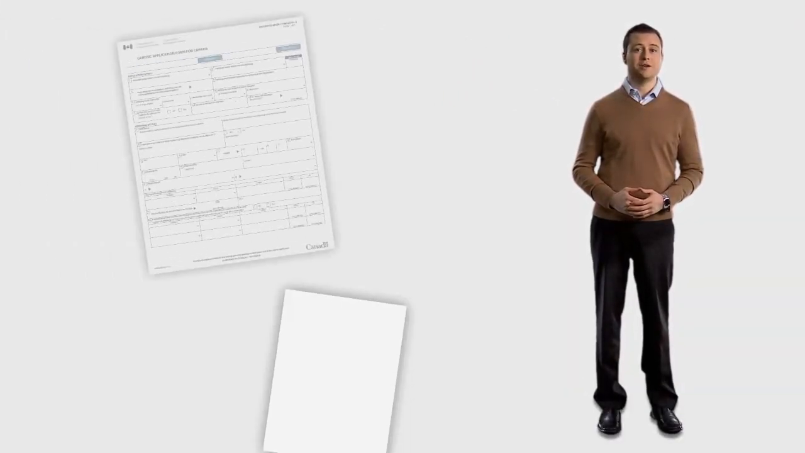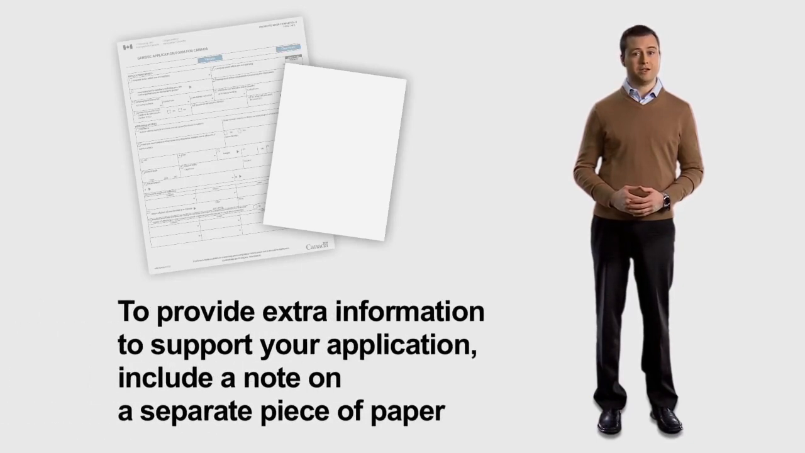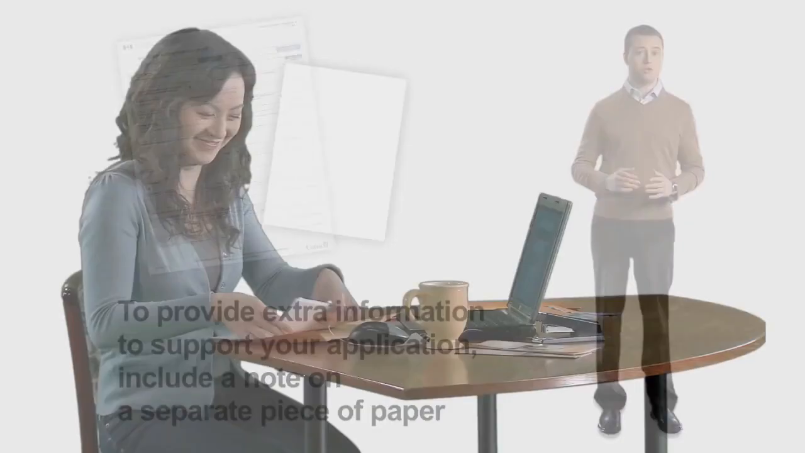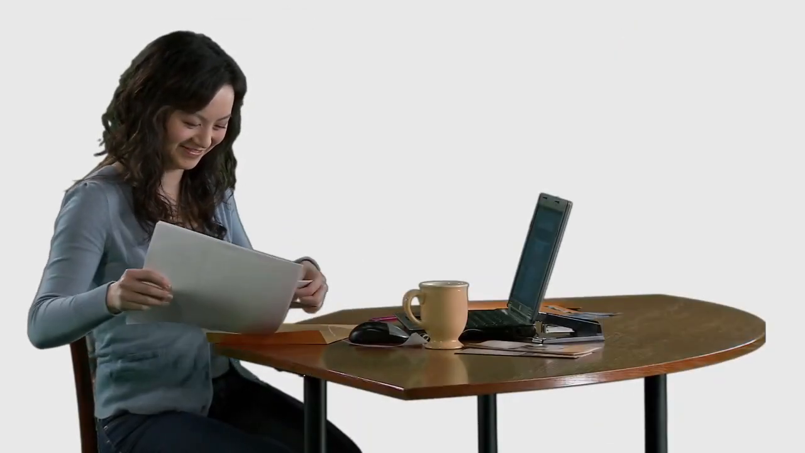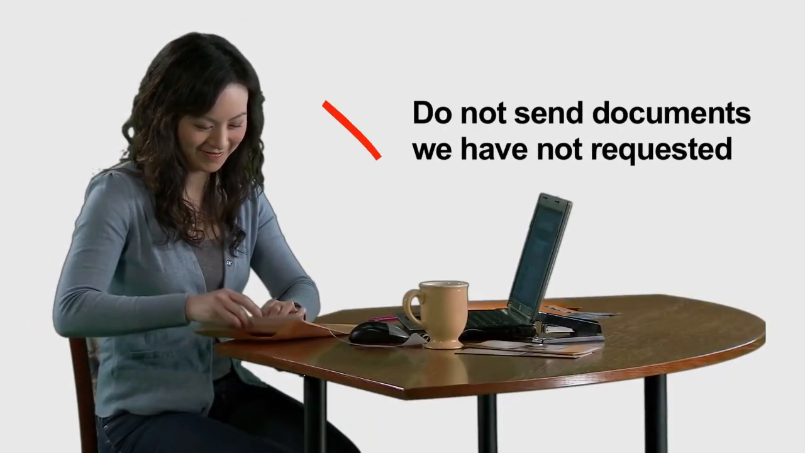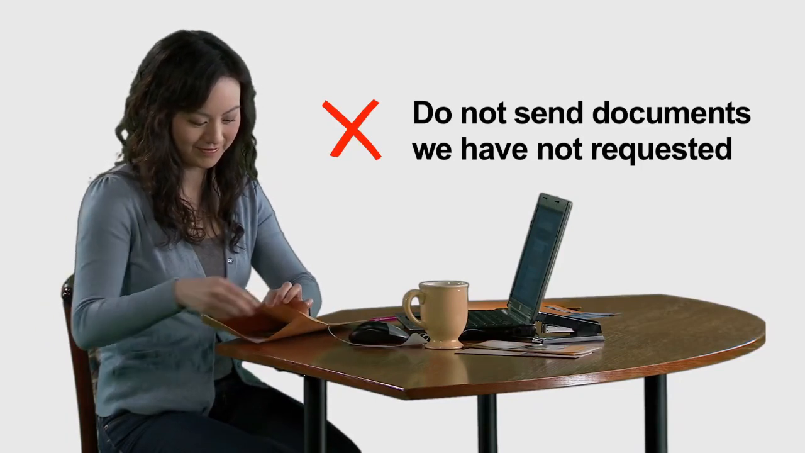If you need to provide extra information to support your application, you may include a note with your application package. The note should be provided on a separate piece of paper and should include additional details you want to give to CIC. However, do not provide documents that we have not requested.